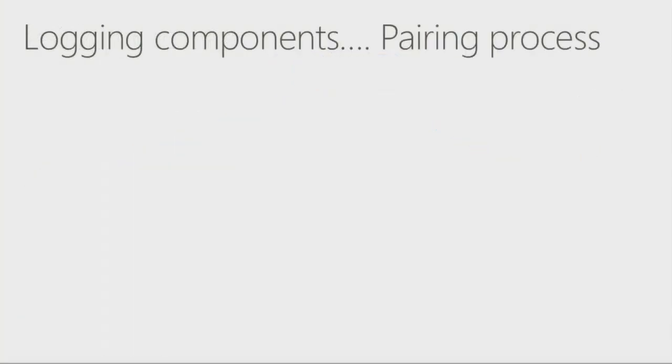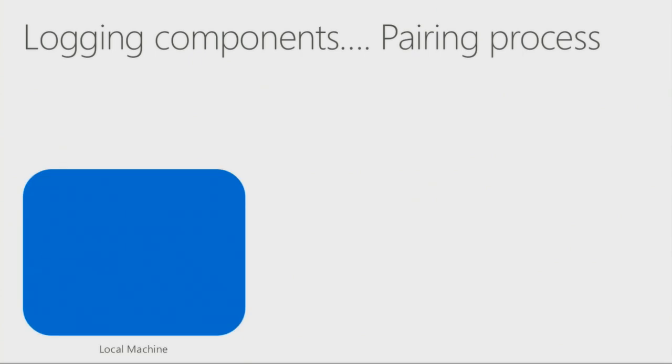So again, the pairing process slide was more to explain how the whole pairing works. But the key from our session is to explain the troubleshooting and to make sure we have logging in place for all these different paths. So again, on the local machine, the plugin is there. It's not visible to the user. It's waiting for the DVC connection request.